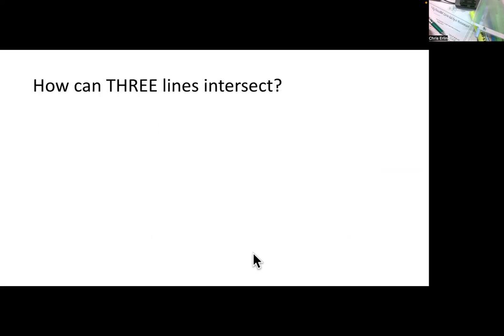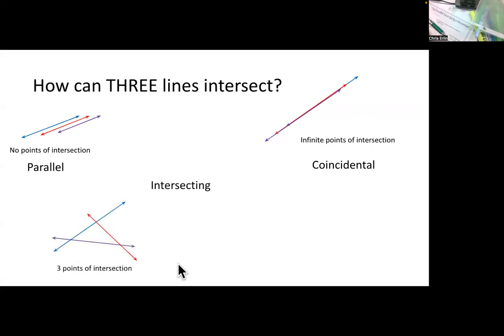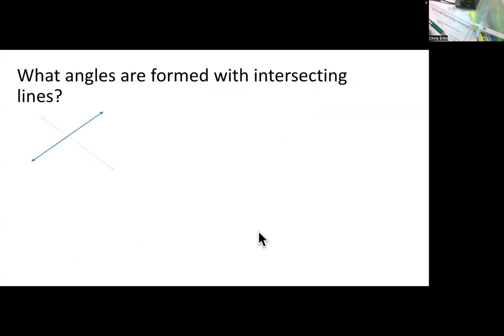Let's step it up a little bit. Let's say what happens if you have 3 lines intersecting? Well, they can be parallel again. They could be coincidental again, but neither of those has any interest to us because no angles are created. Once they're intersecting, we could see them intersect like this, where there's 3 individual points. We could see them intersect in some single point of intersection. But there's nothing really fascinating about those.